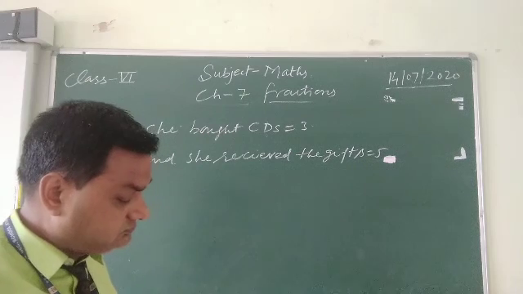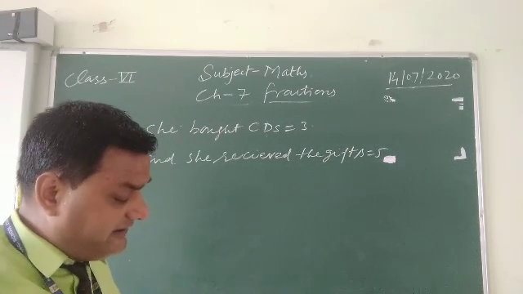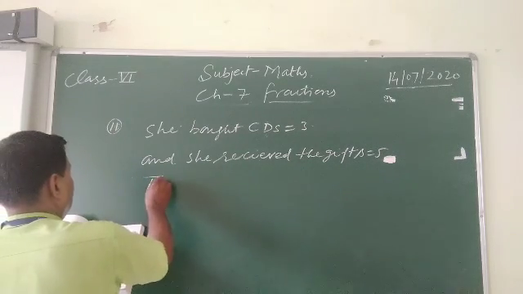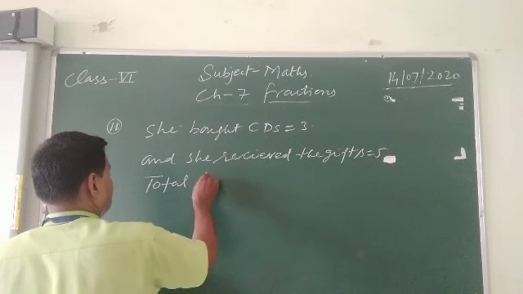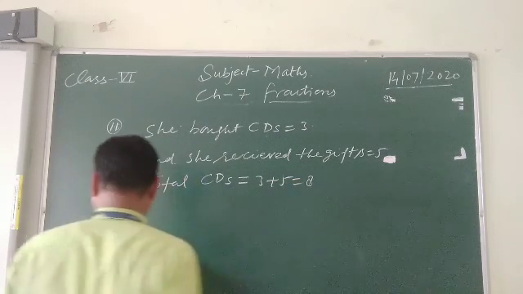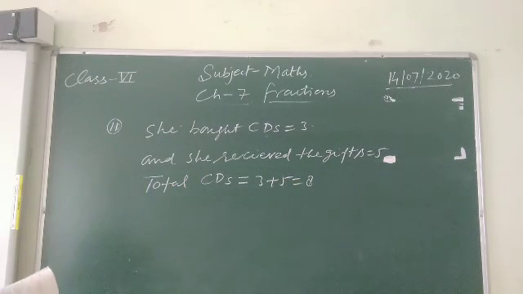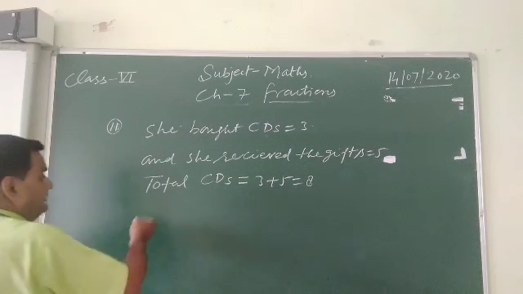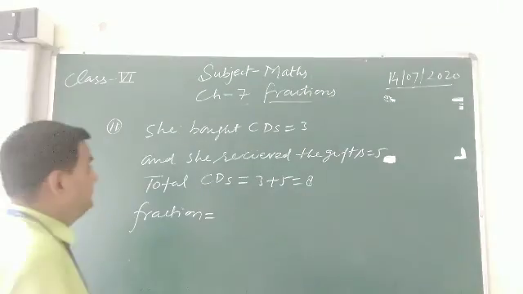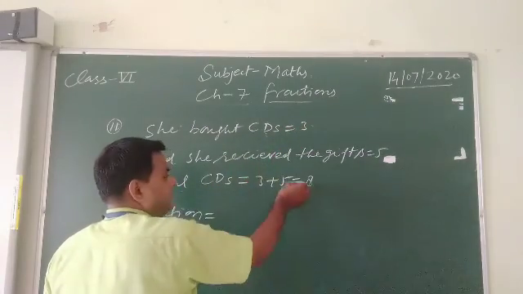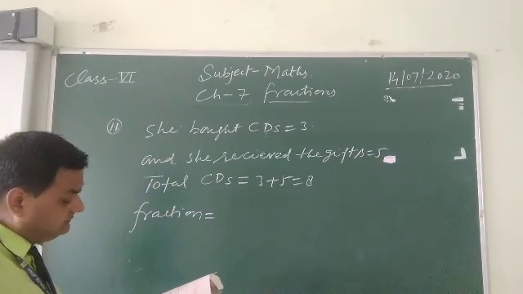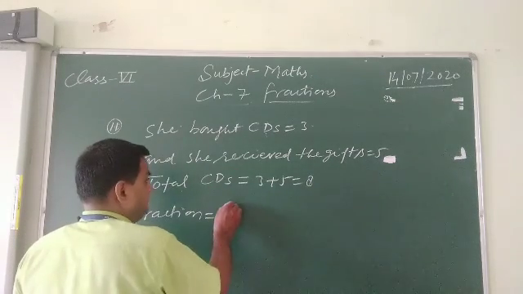Now, what fraction of her total CDs? Total CDs equal to 3 plus 5 equal to 8. Now, what fraction of the total CDs is 3? We have to find the fraction. She bought 3 CDs and total CDs is 8. So fraction equal to 3 upon 8.